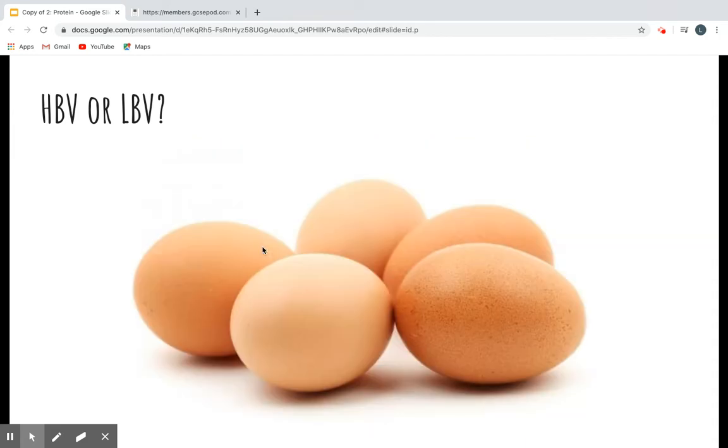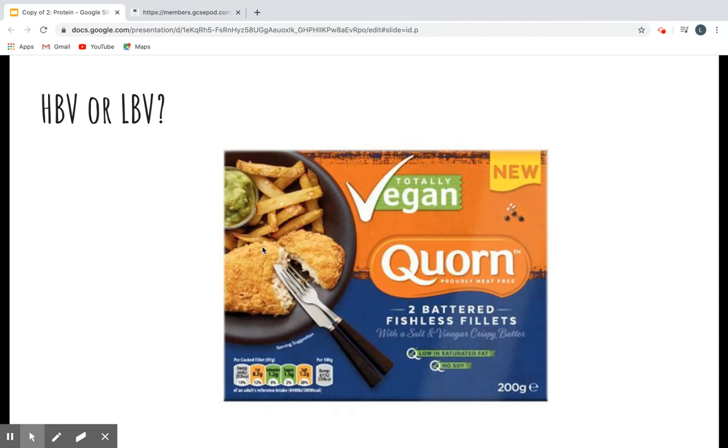We've got eggs then. Are they high biological value or low biological value? Hopefully you realise eggs are an animal food. They come from an animal source, therefore they contain all of the essential amino acids, and therefore they fall under the high biological value group.